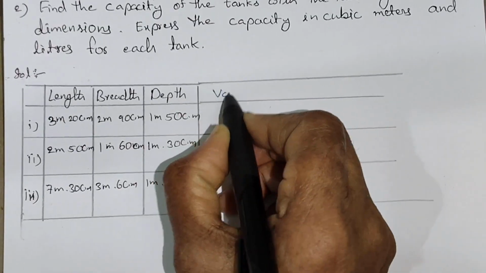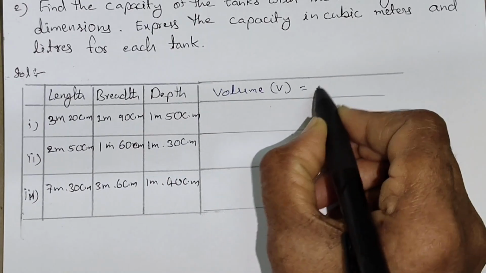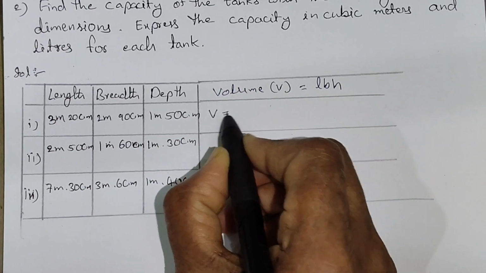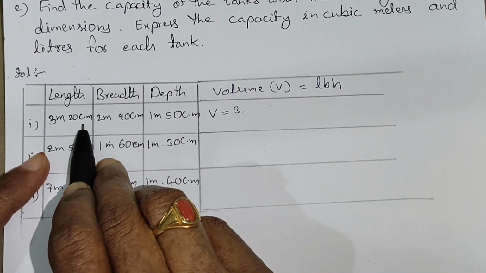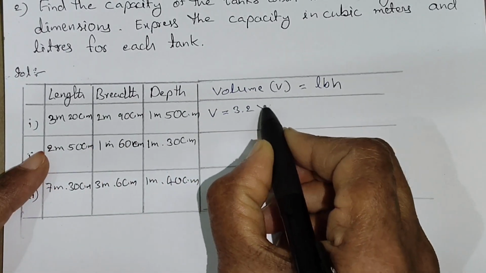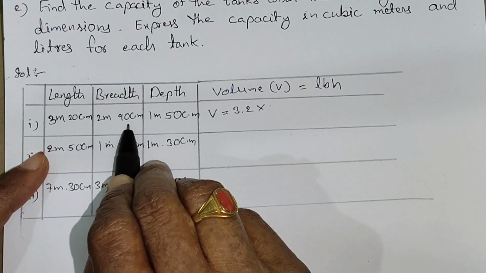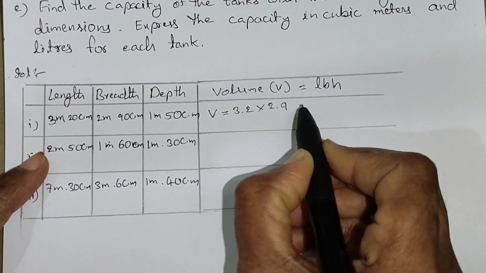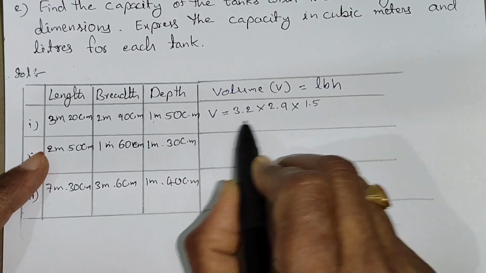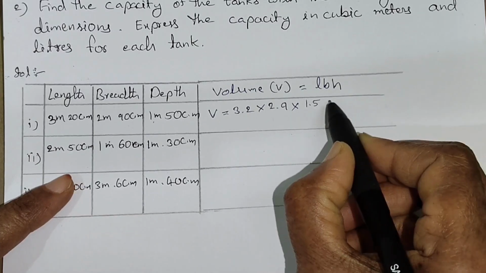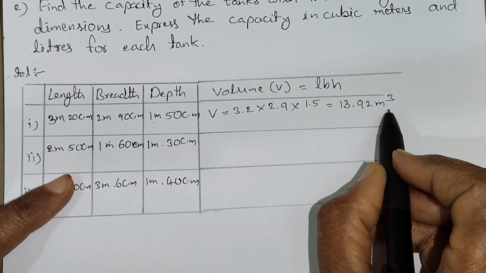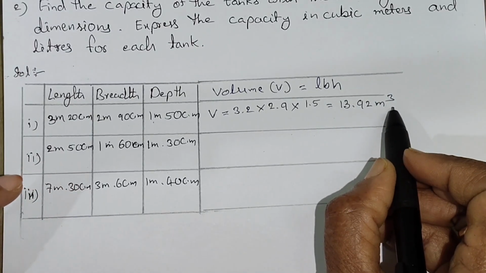So first we write the volume formula. Volume V equal to LBH. This is the formula. So now V volume equal to 3 meters 20 centimeters, so we write 3.2 meters into 2 meters 90 centimeters, so we write 2.9 meters into 1 meter 50 centimeters, 1.5 meters. So multiply these three. 13.92 meter cube. Meter cube is the units.